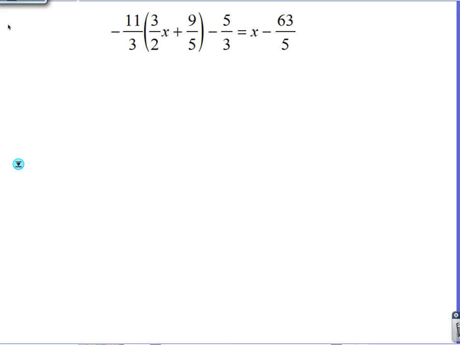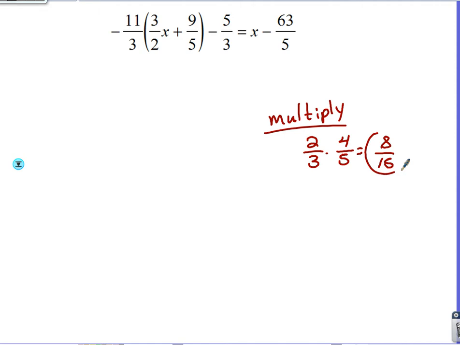And here's your quick review on fractions. To multiply fractions, if you don't remember, you might want to write this down. If they're entirely fractions, to multiply, guys, multiply tops, multiply bottoms. Done.